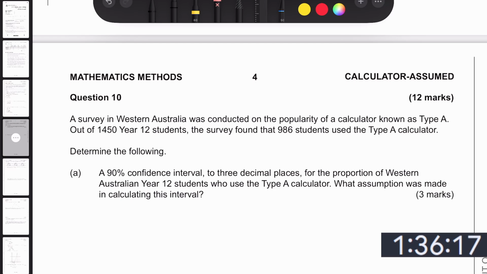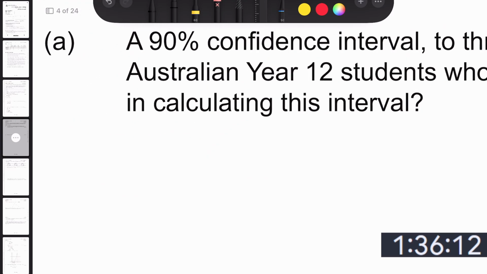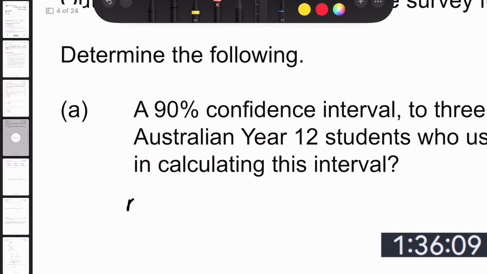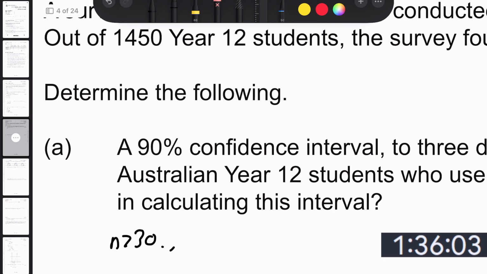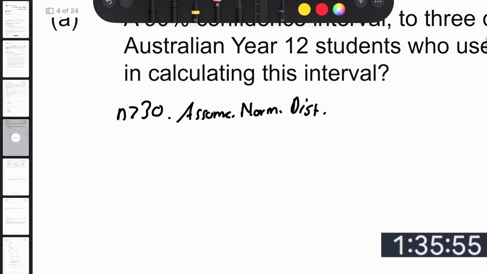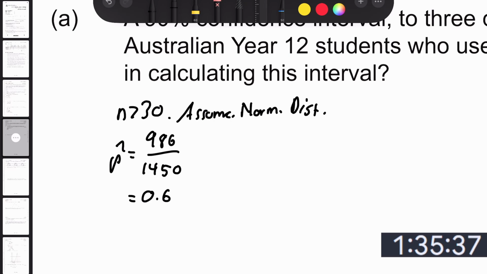Survey in Western Australia. So I have 1,450, 986, confidence interval, 3 decimal places, what assumption was made calculating this interval? Okay, what assumption was made? Well, since 1,450 is greater than 30, then assume normal distribution. Then I can figure out my p hat, which is 986 over 1450, which is equal to 986 divided by 1450. I'm probably going to do this to 4 decimal places. Oh, never mind. 0.68 exactly.